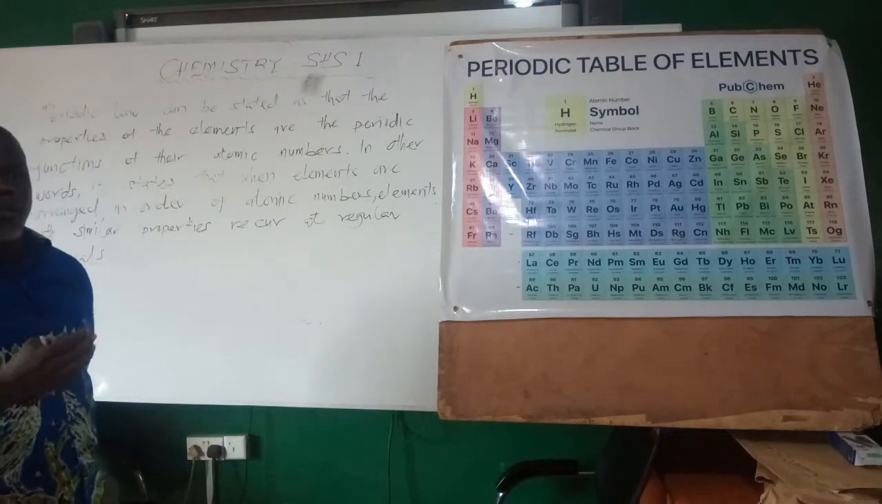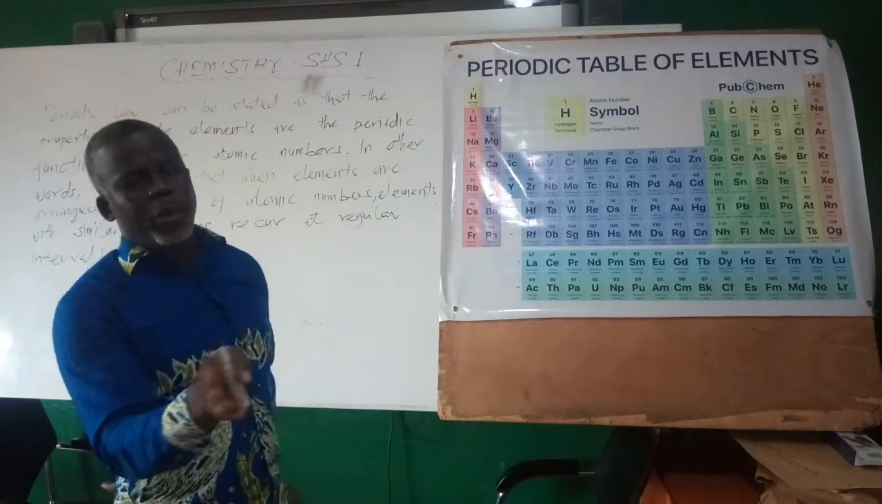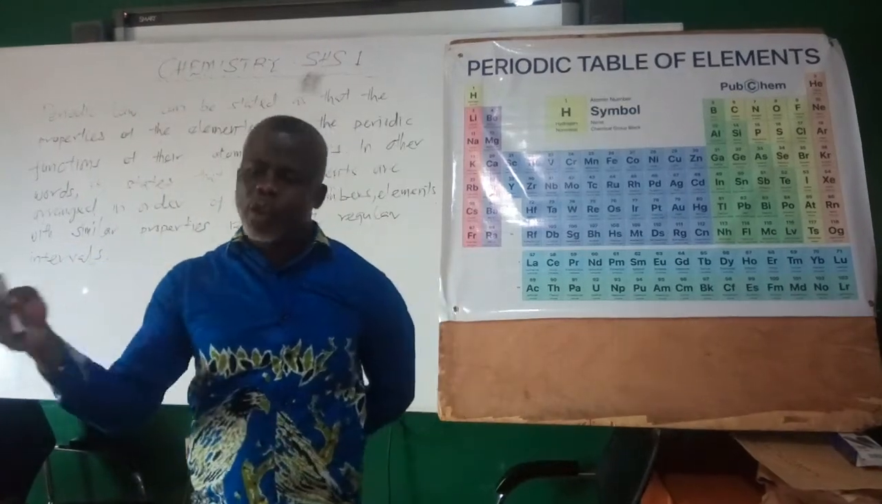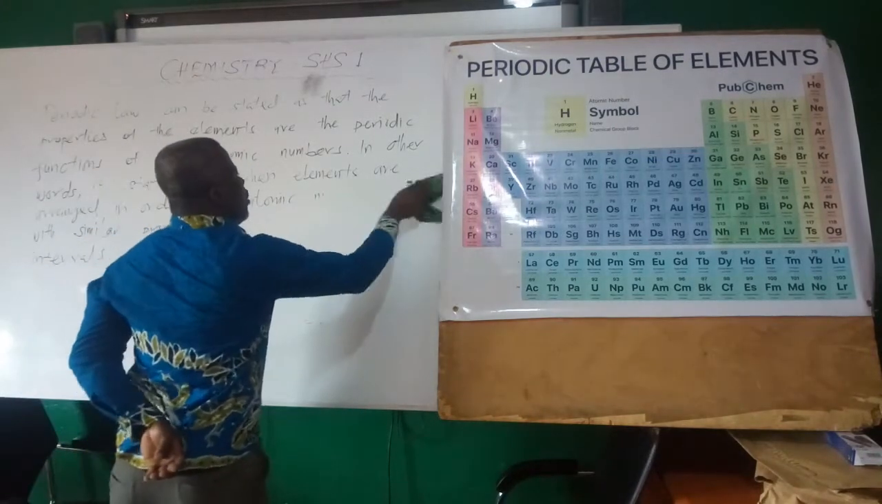We'll take them phase one, atomic radius and atomic size. Then we look at the trend. So, periodic property.